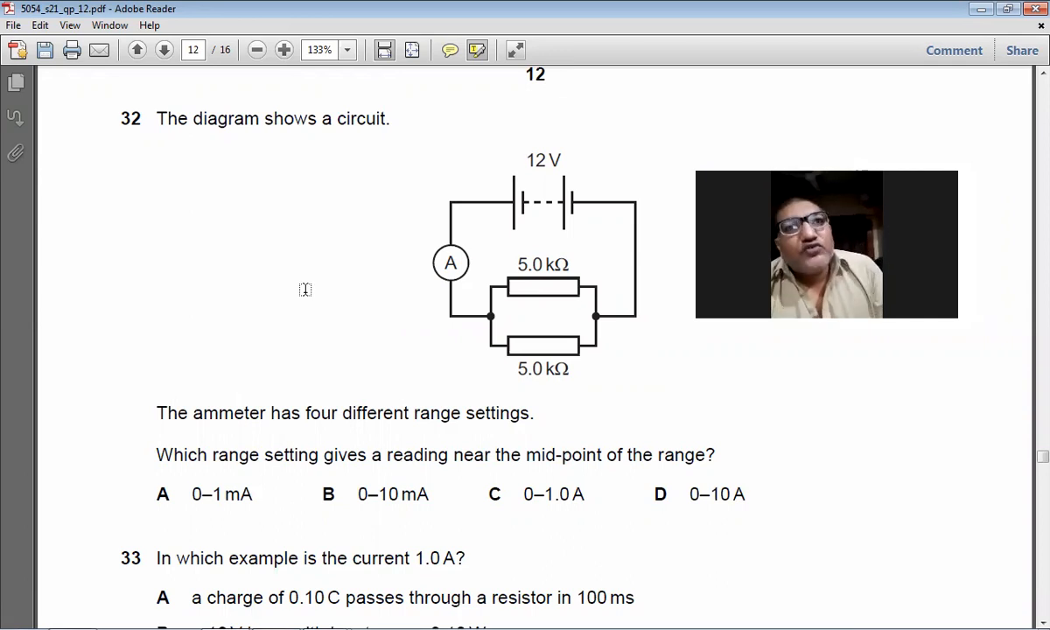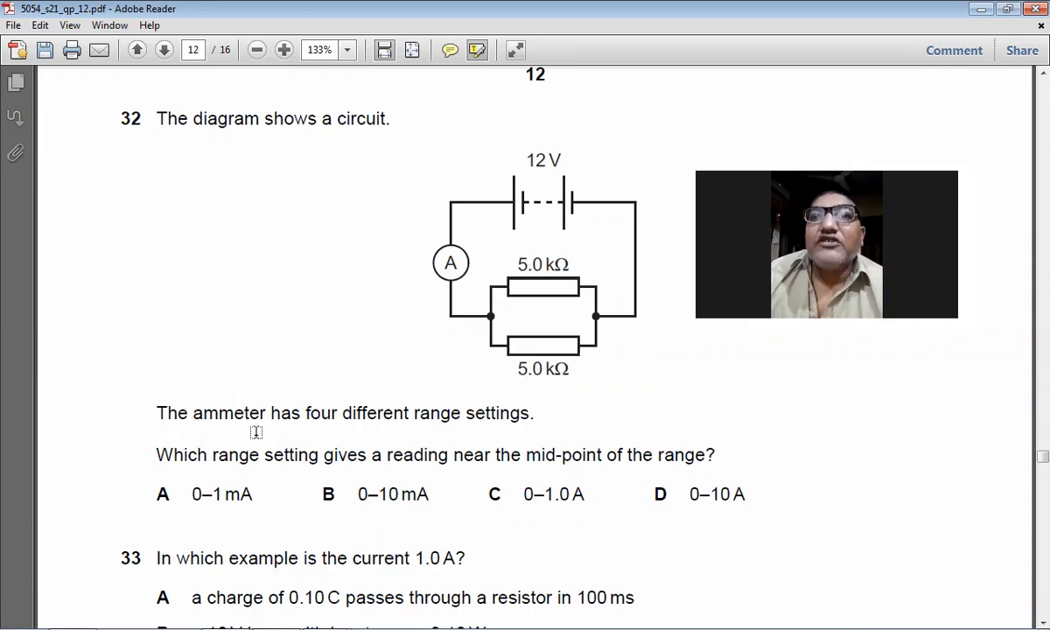Question number 32 is showing up. The diagram shows a circuit. Okay, so here we have a battery with EMF 12 volt. There are two resistors, 5000 ohm and 5000 ohm. They are both connected in parallel to each other.